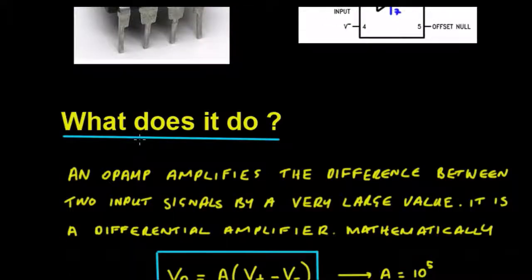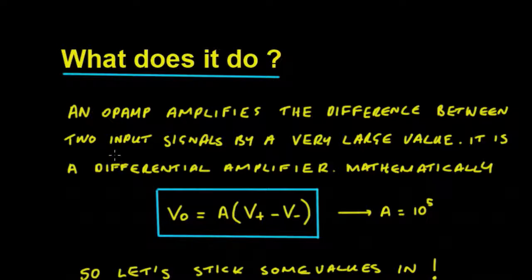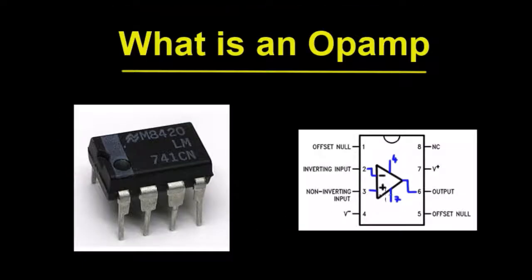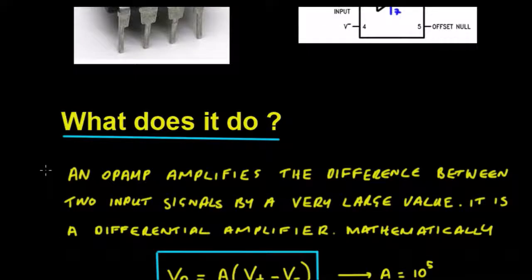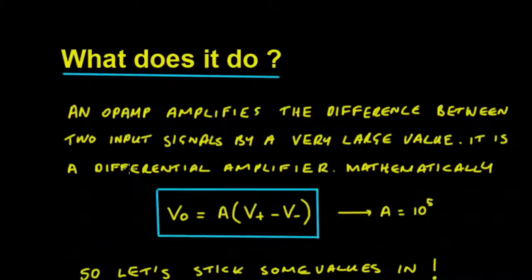Now, what does this Opamp do? Well, quite simply, it takes the difference between the 2 input voltages here, it multiplies it by a huge gain, typically of around 100,000, and it puts that out as an output voltage here on pin 6. So that's the basic of an Opamp. So that's why it's called a differential amplifier, because it amplifies the difference between the 2 inputs.